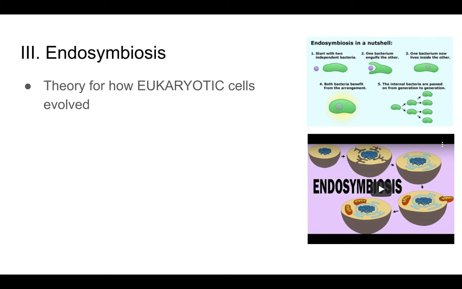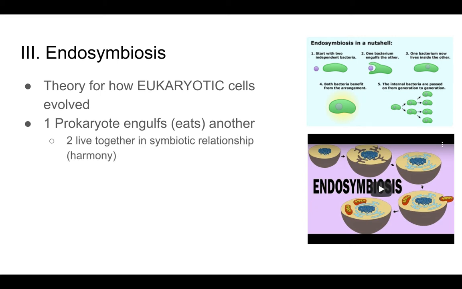So endosymbiosis is the theory for how eukaryotic cells evolved from simple prokaryotes that existed on early Earth's environment. Embedded within the theory is the idea that one prokaryote engulfs or eats, right? Endo, bringing into. We've learned endocytosis. So this is a very similar word, endosymbiosis, where a prokaryote engulfs or eats another, and then they live together in a symbiotic relationship. Symbiosis, remember, means harmony, nobody's attacking the other, and usually that's because both organisms are doing something that benefits the other. And so they kind of tolerate each other because they're getting something from each other.